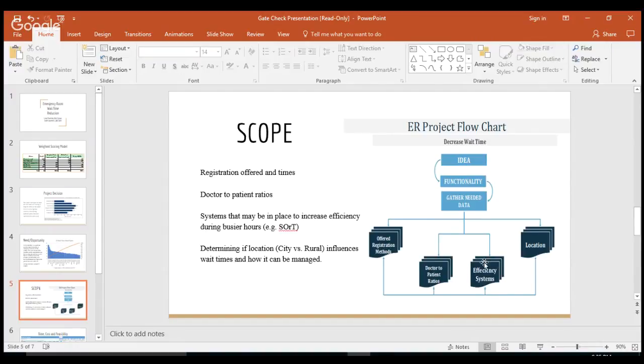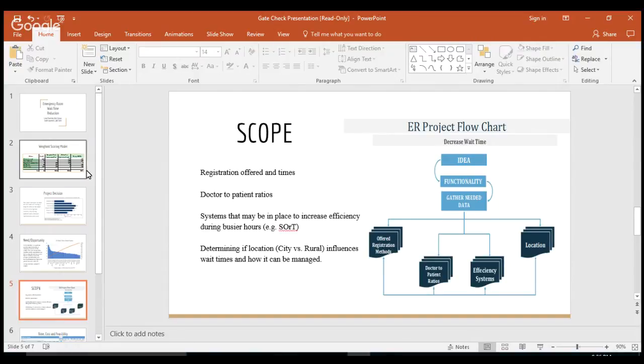So we wanted to gather information from hospitals to see if they have these systems, if they feel like a system like this would help with their wait time, and any type of information we can gather about what they do, what protocol they carry in order to move people through at a quicker rate, even during their busy times.